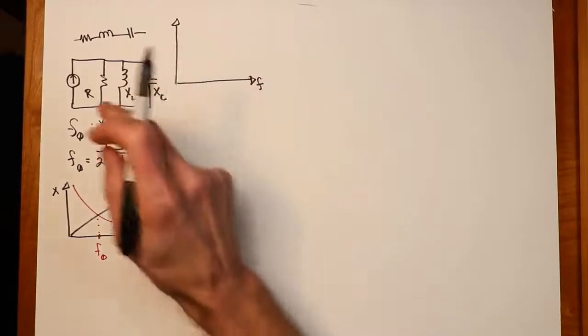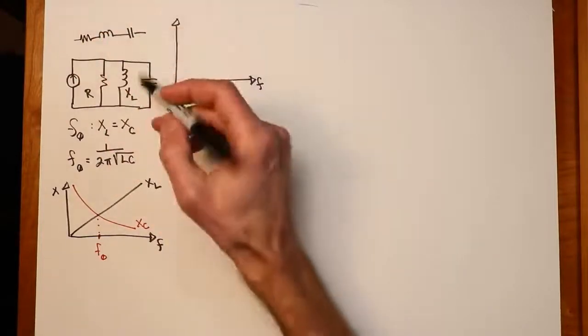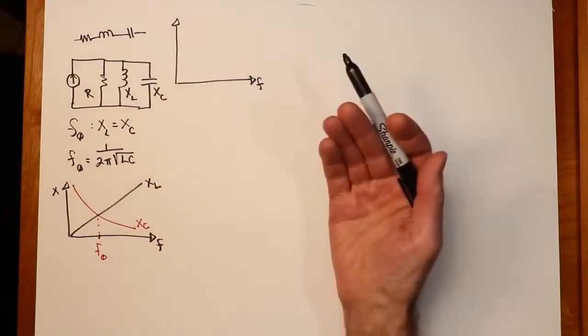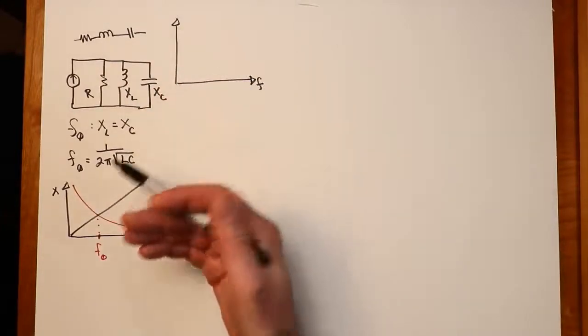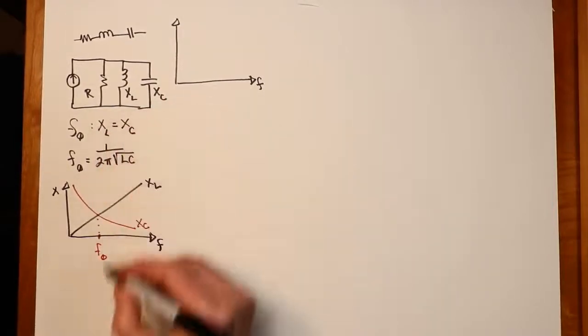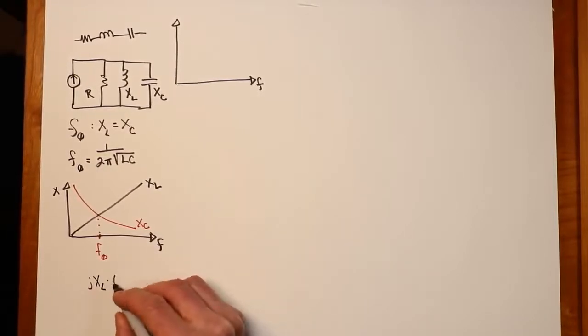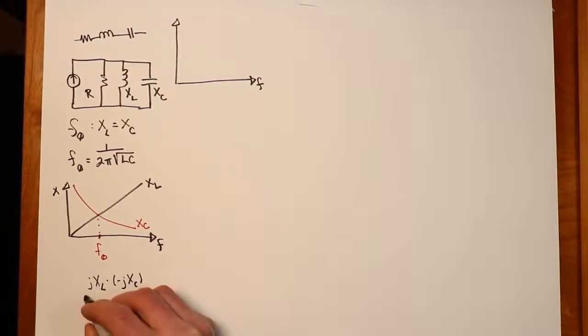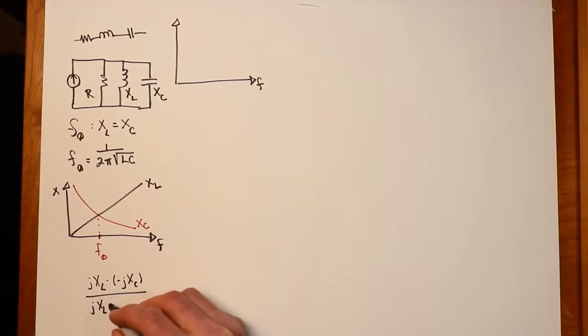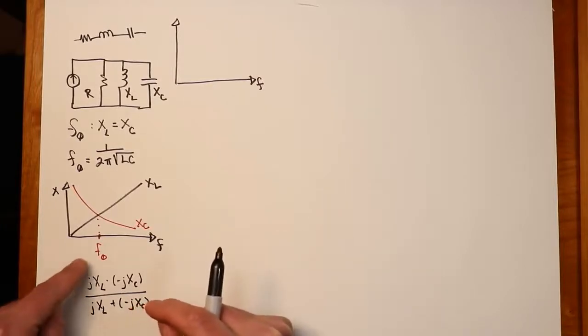In the middle, basically the X sub L and the X sub C cancel out. But in the series case, where that leads to 0, in the parallel case, that leads to infinity. If you just think about the product over sum rule, you'd find the parallel combination as jX sub L times negative jX sub C divided by the sum, jX sub L plus negative jX sub C. Now what we see here is the frequency approaches F0.